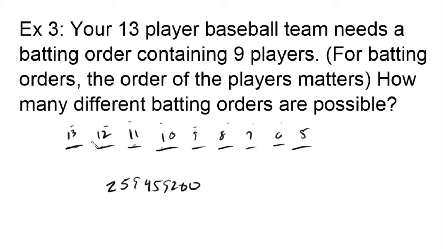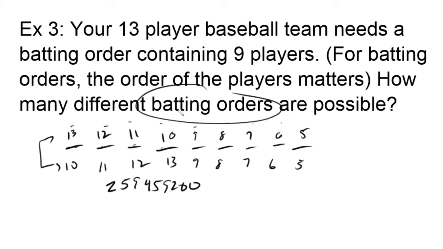Number 13 went first, number 12 is second, number 11 is third, and so on. If I choose the same people, but put them in a different order, say I give 10 and then 11 and then 12 and then 13, and then the rest are the same, 9, 8, 7, 6, 5. These are different batting orders, right? But I chose the same people. That means this is absolutely a permutation. If you can choose the same people in a different order and get a different outcome, which in this case is a batting order, that is a permutation.